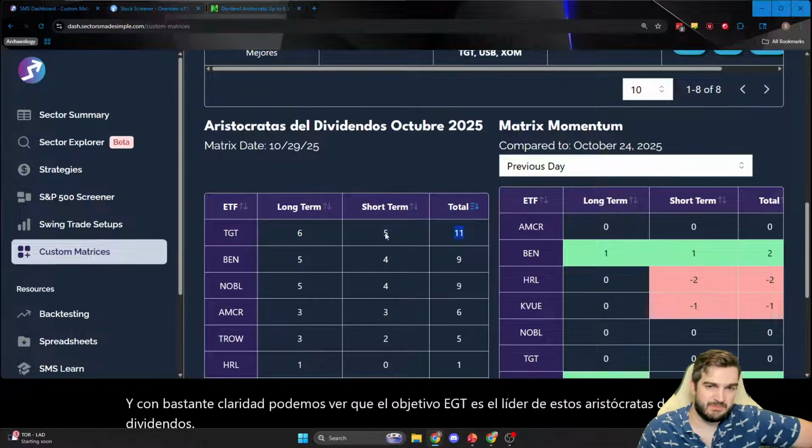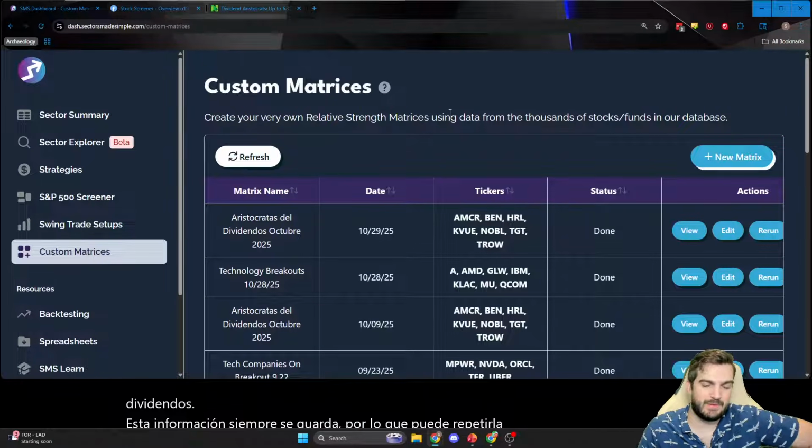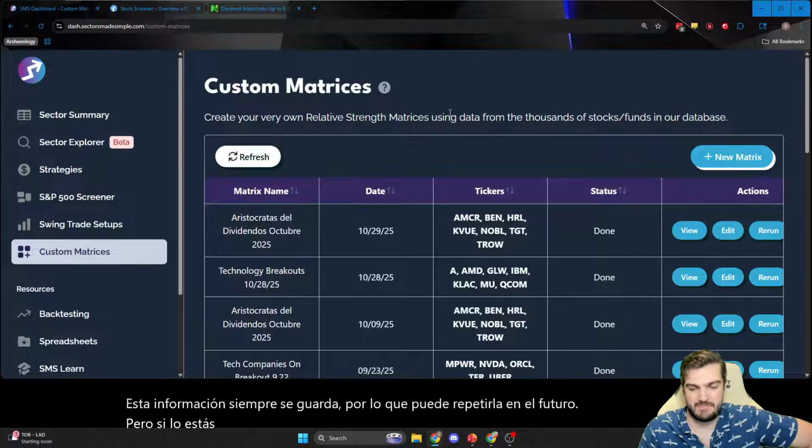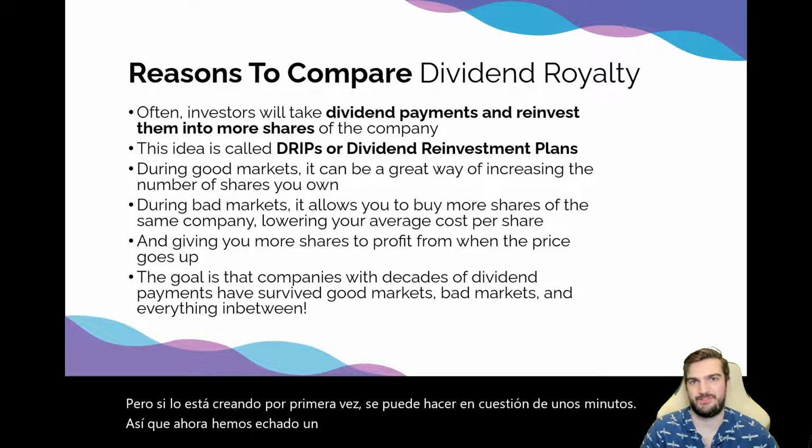This information is always saved so you can repeat it in the future. But if you're creating it for the first time, it can be done in a matter of a few minutes. So, now we have taken a look at 5 different ways to use Sectors Made Simple.